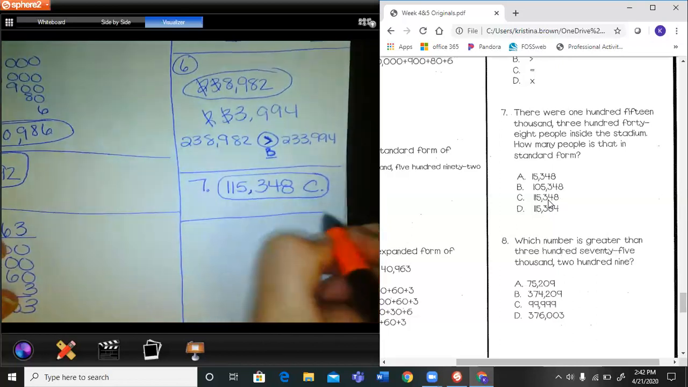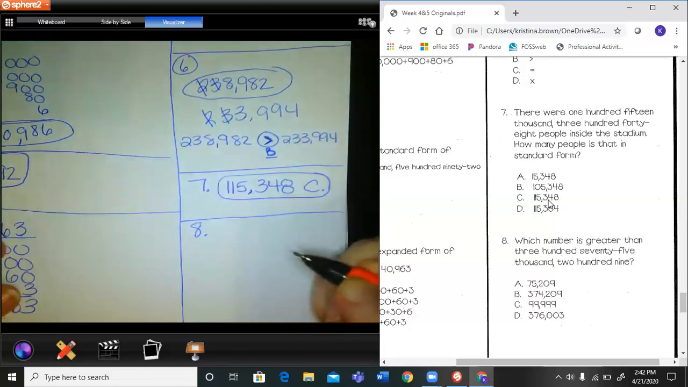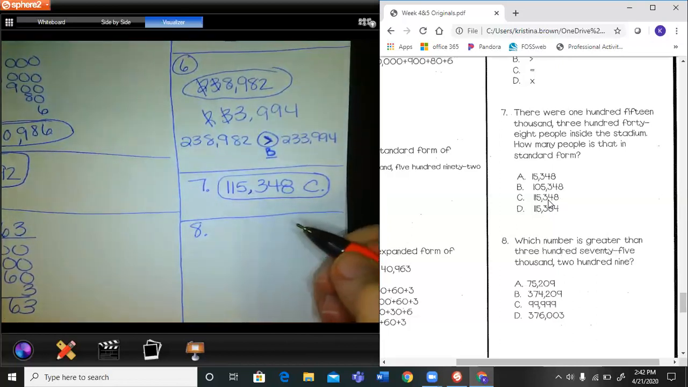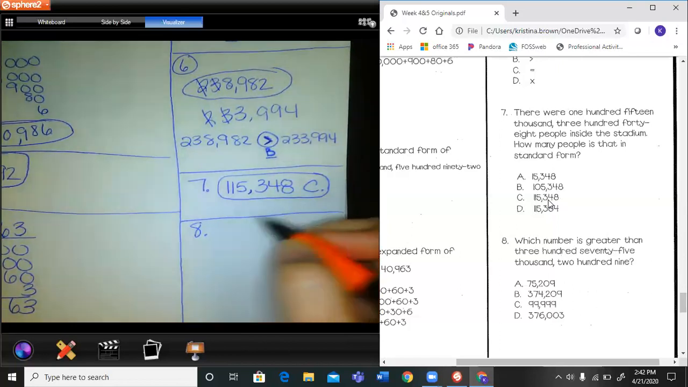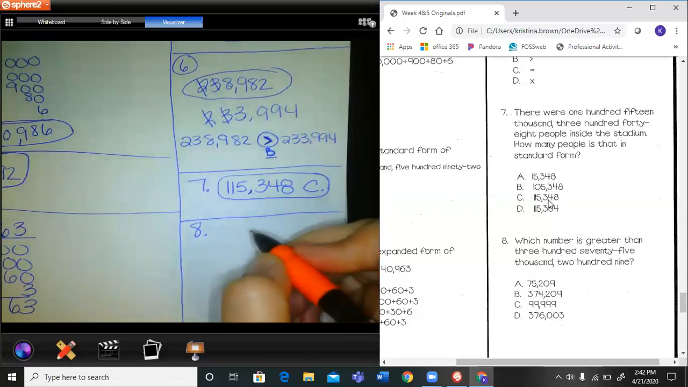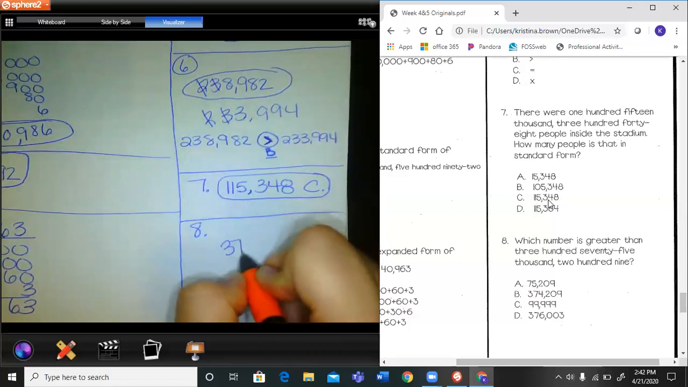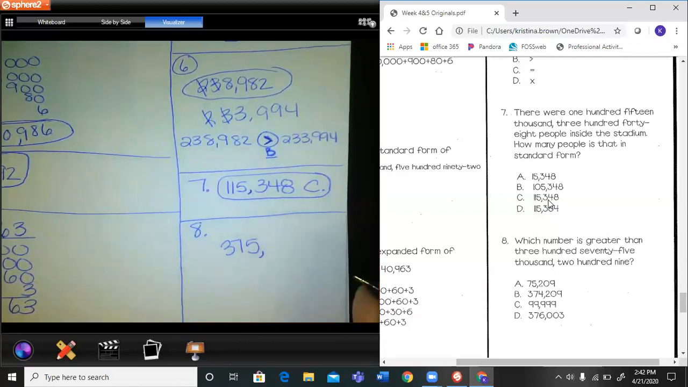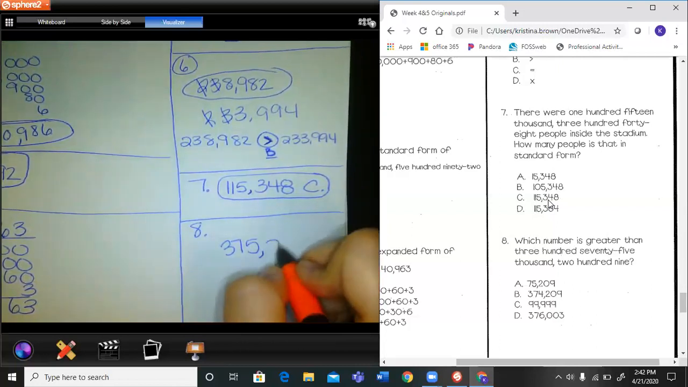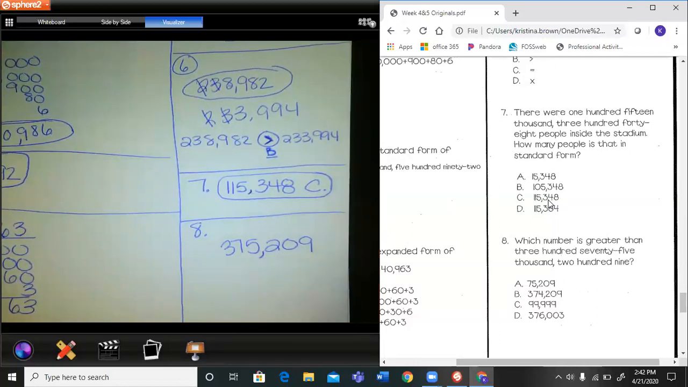All right, last one on this page, number 8. Which number is greater than 375,209? So here I need to take my word form, put it in standard form, and then find which one is greater than that. So here I have 375,209. So I'm looking for a number that's bigger than this number.